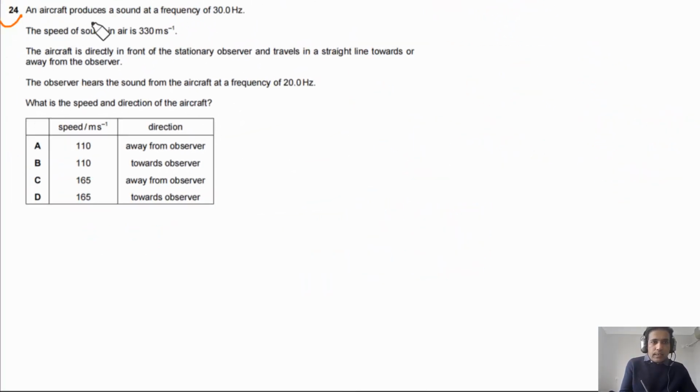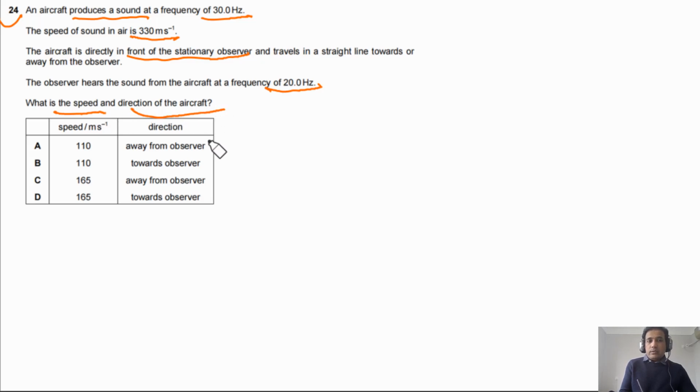Question 24 says an aircraft produces the sound at a frequency of 30 Hz. The speed of sound in air is 330 meters per second. The aircraft is directly in front of the stationary observer and travels in a straight line towards or away from the observer. The observer hears the sound from the aircraft at a frequency of 20 Hz. What is the speed and direction of the aircraft?